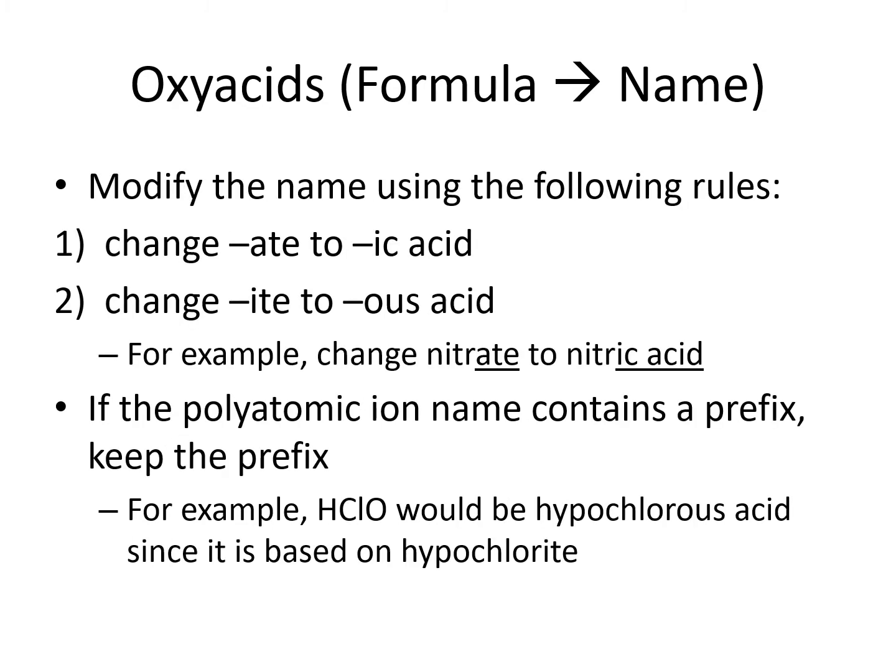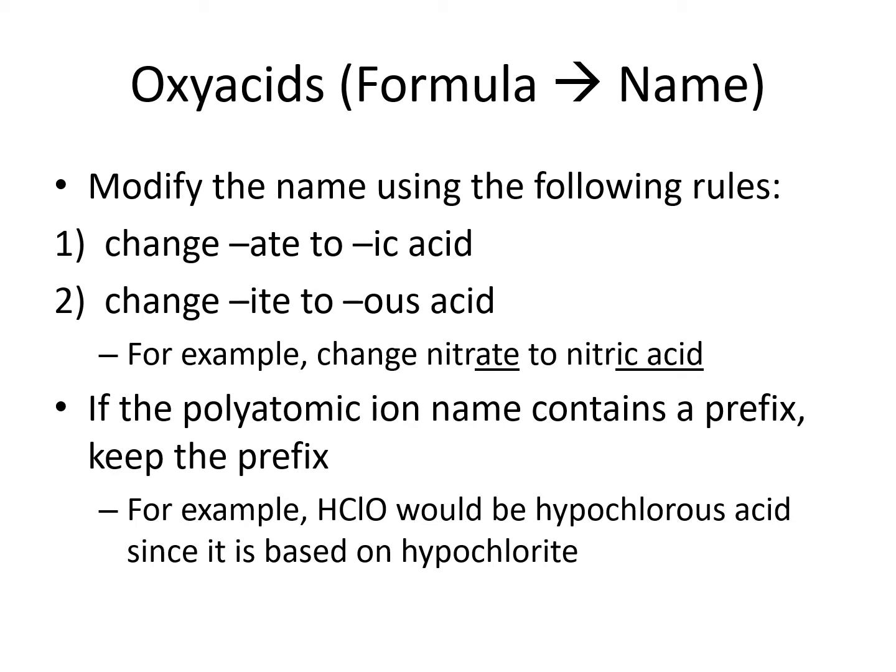Once we identify the oxyanion, all we do is change the ending based on two rules. If the end of the oxyanion is ATE, change the ate to ic acid. For example, the acid based on nitrate is nitric acid. If the end of the polyatomic ion is ITE, change the ite to OUS acid. For example, the acid based off of nitrite is nitrous acid.